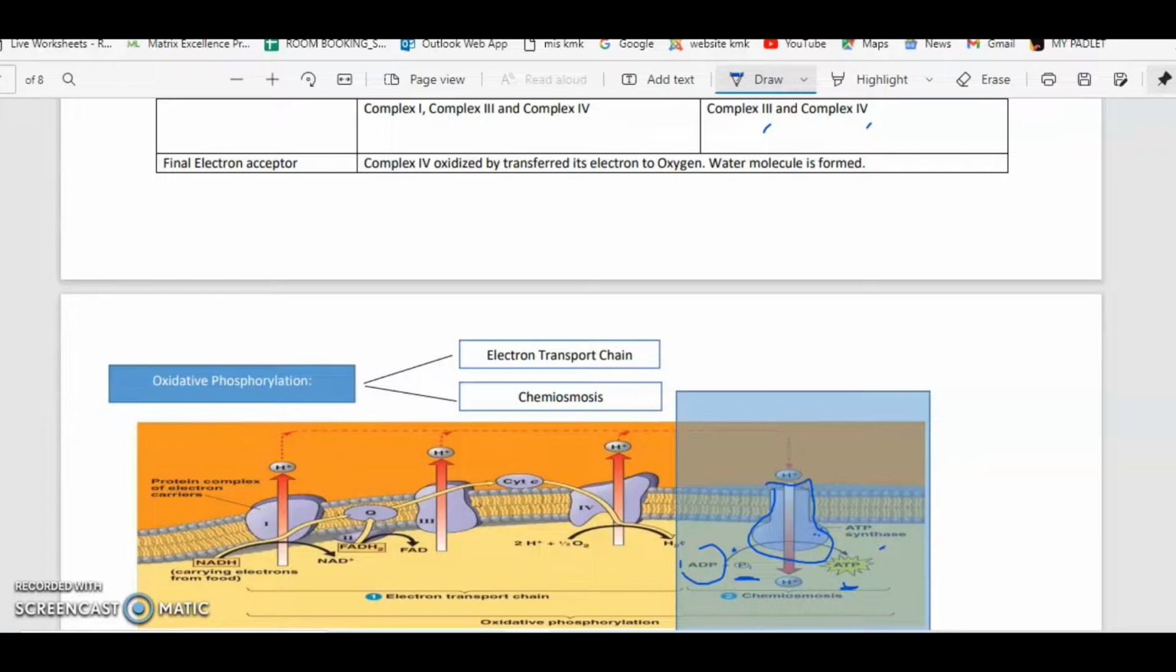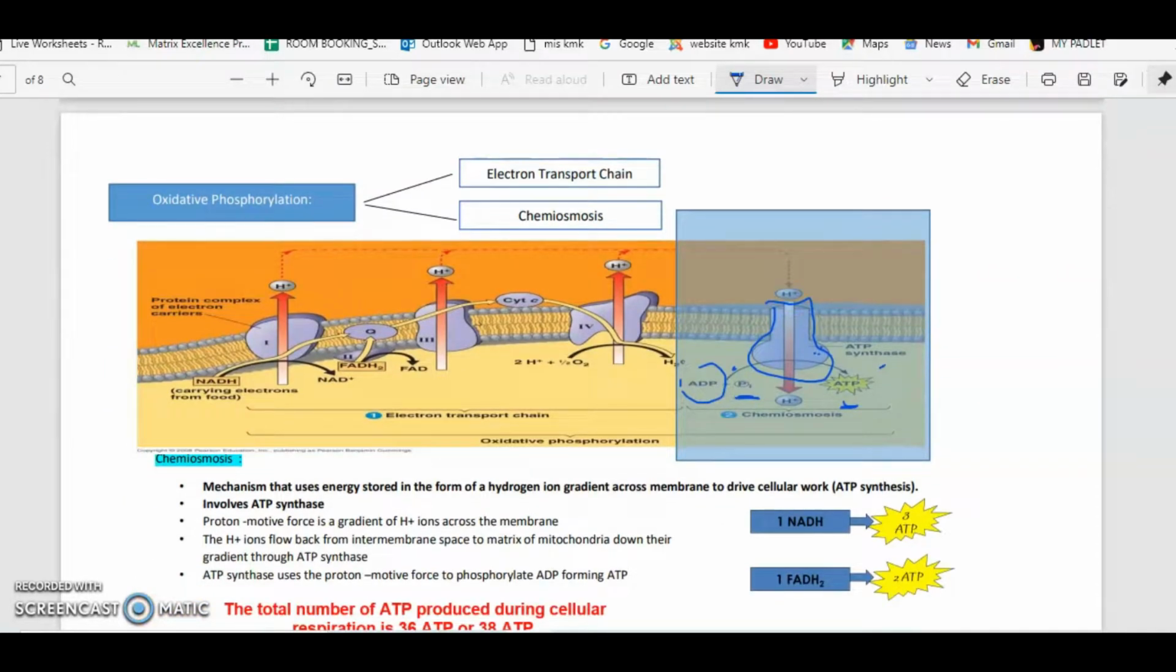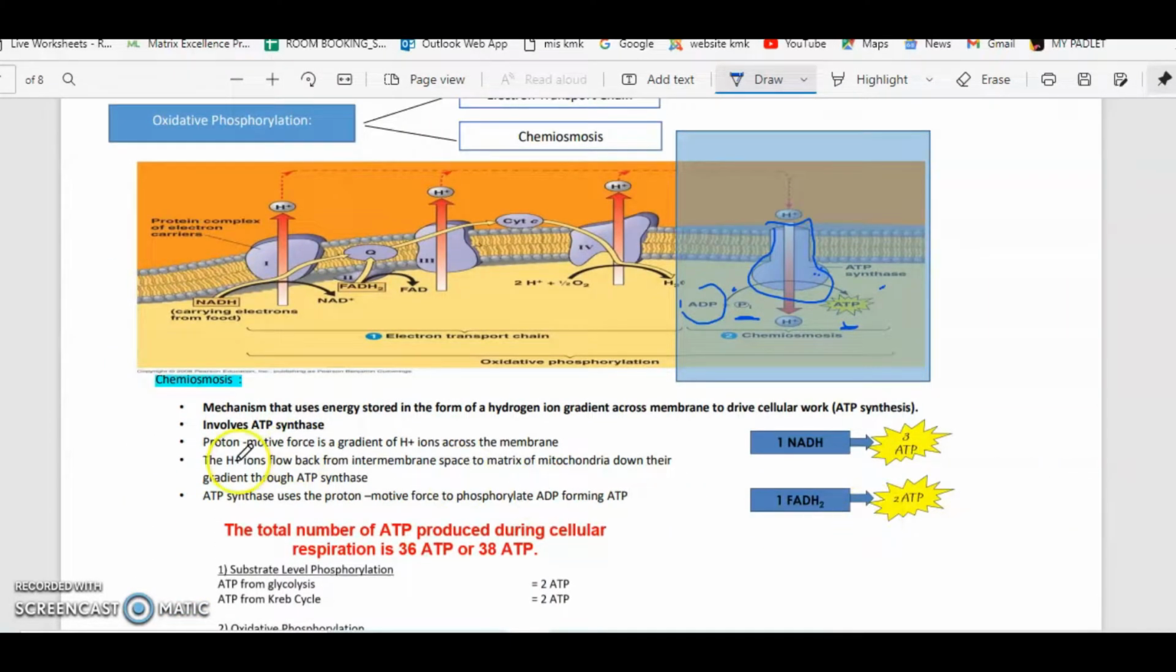So let's continue with the second part, which is chemiosmosis. What is chemiosmosis? Chemiosmosis is the mechanism that uses energy stored in the form of hydrogen ion gradient across the membrane to drive cellular work or ATP synthesis, and it involves ATP synthase. This means that the ATP is produced by the hydrogen ion gradient crossing the ATP synthase, and then ATP terhasil. Kalau tak faham macam ni.